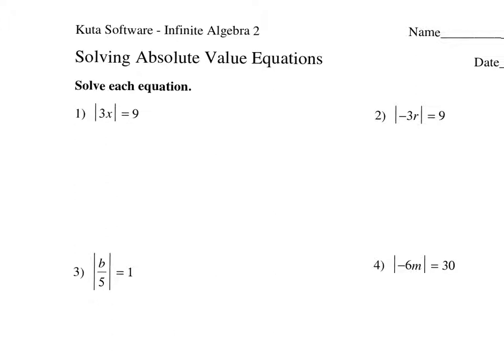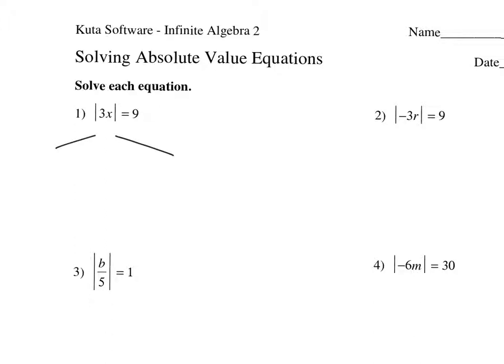So solving absolute value equations, you first need to make sure that the absolute value portion of your expression is alone, meaning there's nothing around it. We're not multiplying it by anything or adding anything to it. In number one, the absolute value portion of our expression on the left-hand side is alone. So that would mean that we would just have to go ahead and split it.